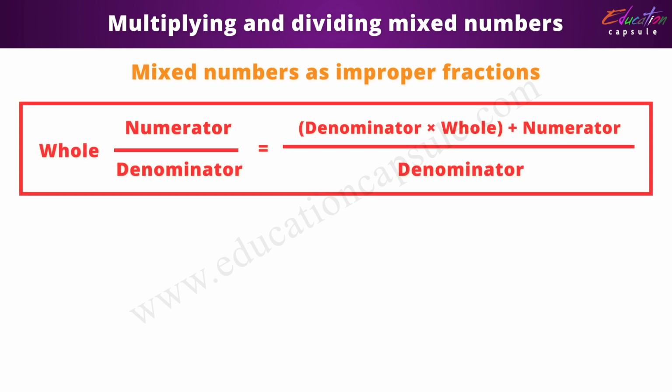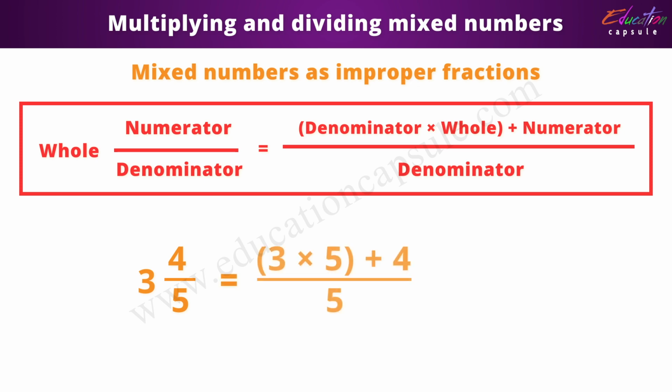We can also use the formula given below to change the mixed number into an improper fraction. If we are given the whole number, numerator and denominator, we multiply the denominator by the whole number and add the numerator to it to get the numerator value, and we keep the denominator the same. Therefore, 3 4/5 can be written as 3 times 5 added to 4 fifths, which can be represented as 19 fifths.